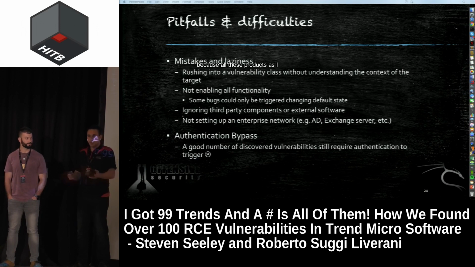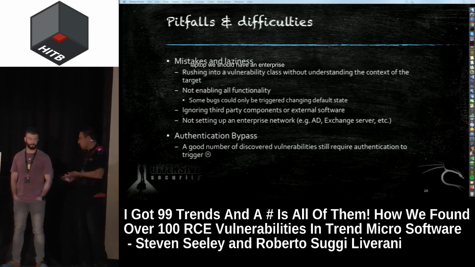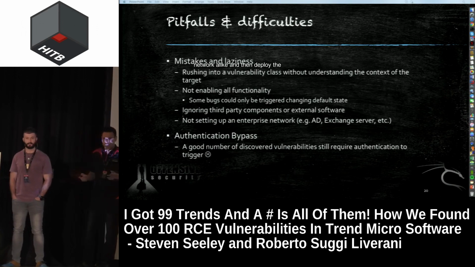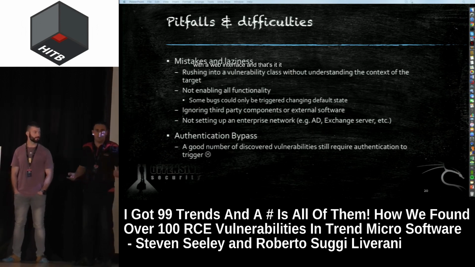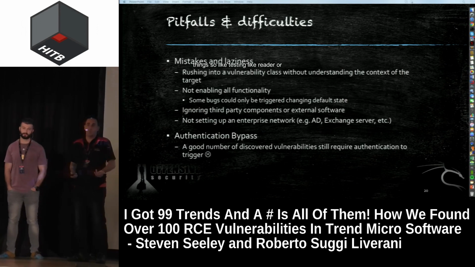The other thing we didn't do well is that you need a little bit more patience, because all these products, as I mentioned before, are typically for enterprise networks. So normally on your laptop you should have an enterprise-like network, and then deploy the product, use Active Directory, use Exchange, for instance, and so on. You need to have the full thing to cover as much attack surface as possible, because otherwise you just have a box with a web interface and that's it. It doesn't work, or you can only do a few things.